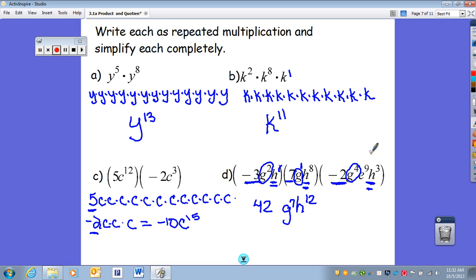And finally, I can't forget about this e that's by itself. There's nothing to combine with it, so I'm simply going to keep the base and the exponent as it is. Notice I had left a little space because generally we would like to write all of our bases in alphabetical order. E, G, then the H. So our final result when simplifying would be 42, e to the 9th, g to the 7th, and h to the 12th.